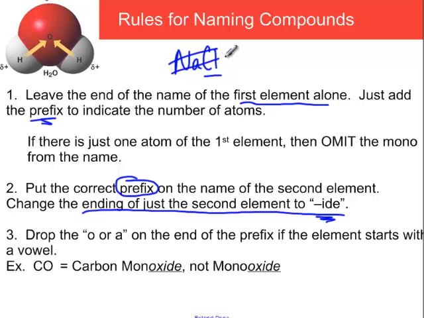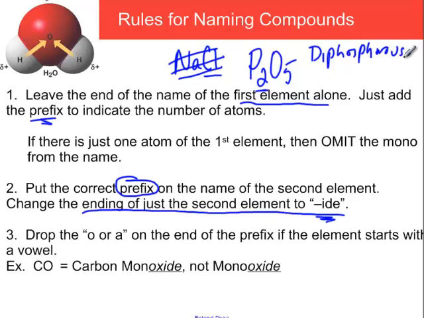Now this is ionic, so we're not going to use prefixes for that. But let's talk about P2O5. The first element is phosphorus. So I'm just going to say phosphorus, but there's 2 of them. So it's diphosphorus.